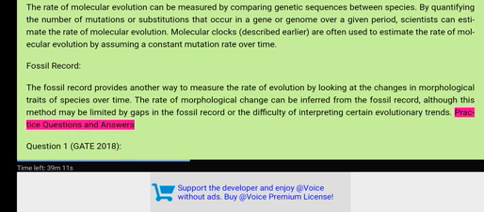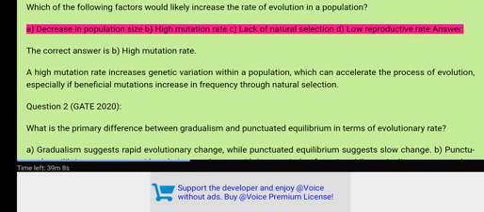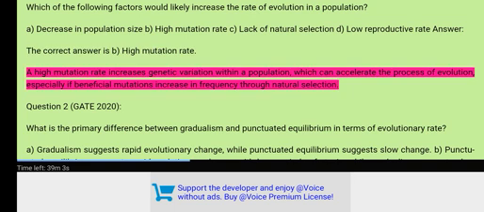Practice questions and answers. Question 1, GATE 2018. Which of the following factors would likely increase the rate of evolution in a population? A. Decrease in population size. B. High mutation rate. C. Lack of natural selection. D. Low reproductive rate. Answer. The correct answer is B. High mutation rate. A high mutation rate increases genetic variation within a population, which can accelerate the process of evolution, especially if beneficial mutations increase in frequency through natural selection.